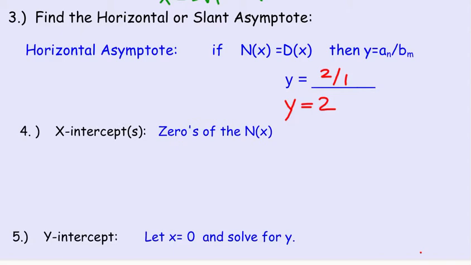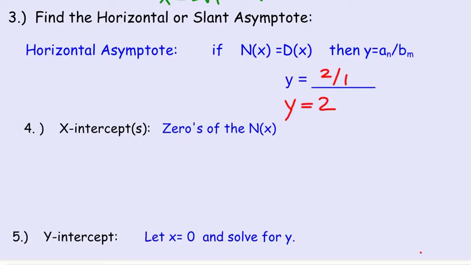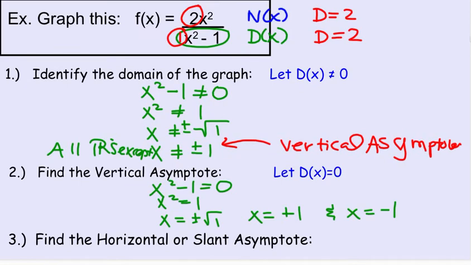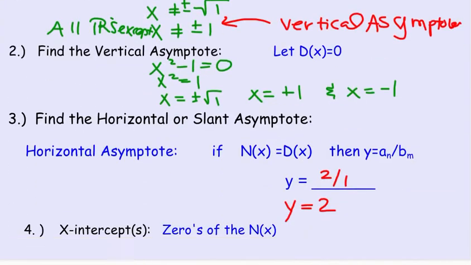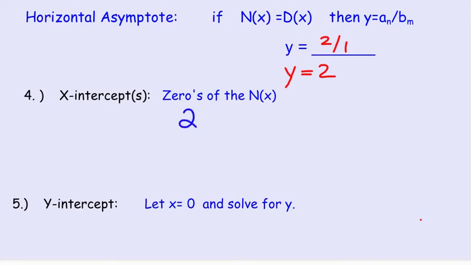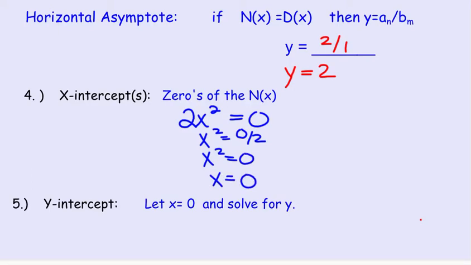To find your x-intercepts, they are going to be the zeros of your numerator. So we go back up. Our numerator is 2x squared. So we're going to set that equal to 0 and solve it for x. So I'll first divide both sides by 2. And then square root both sides, and you get 0. So we have an x-intercept of 0, 0. And if you remember, this is also telling us that we have a repeated zero with a multiplicity of 2.